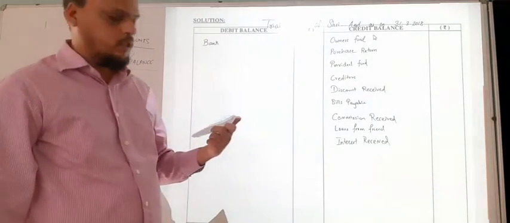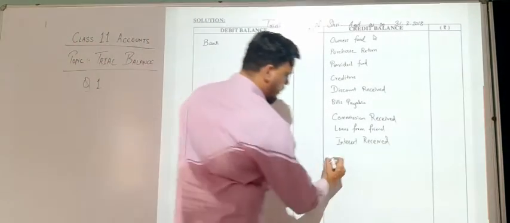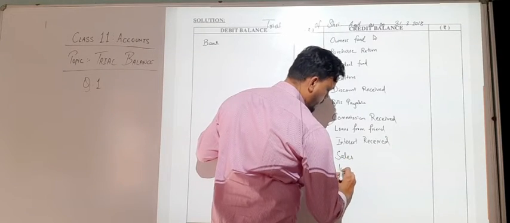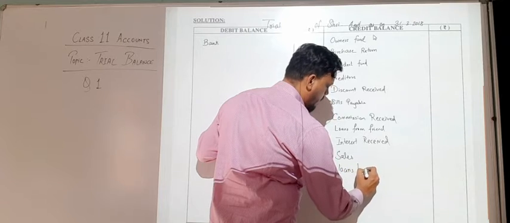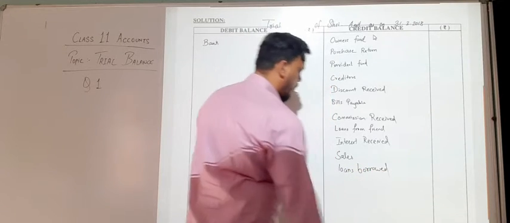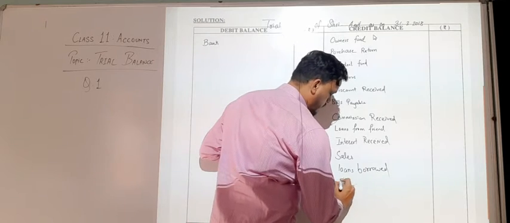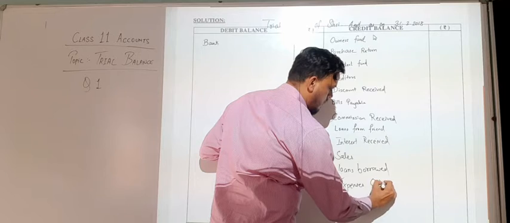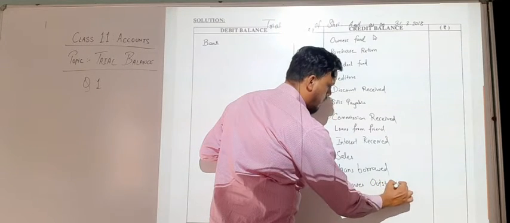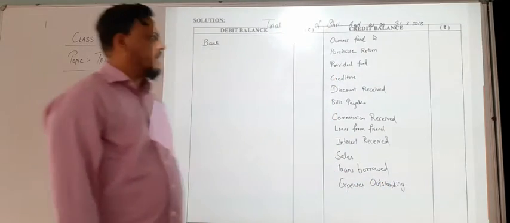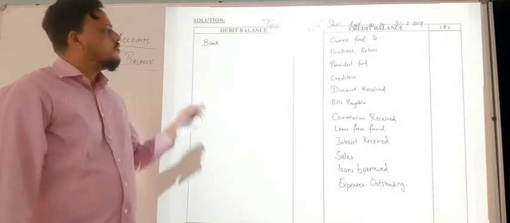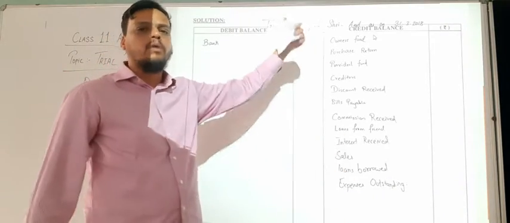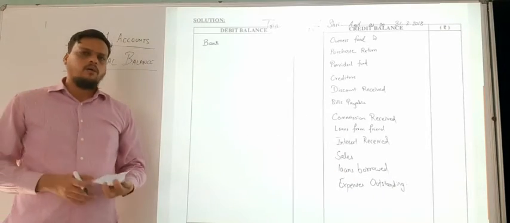hope it is visible for you, sales, loans borrowed, expenses outstanding. As I have not written the amounts, once I complete this table, I will take the amounts from the question itself. So do not panic.